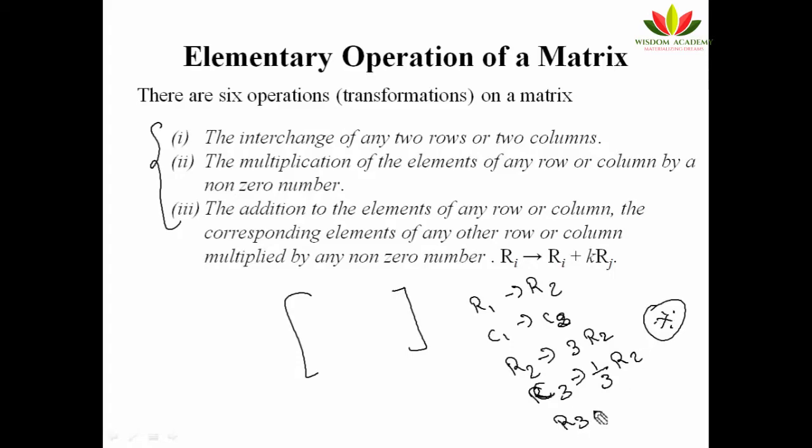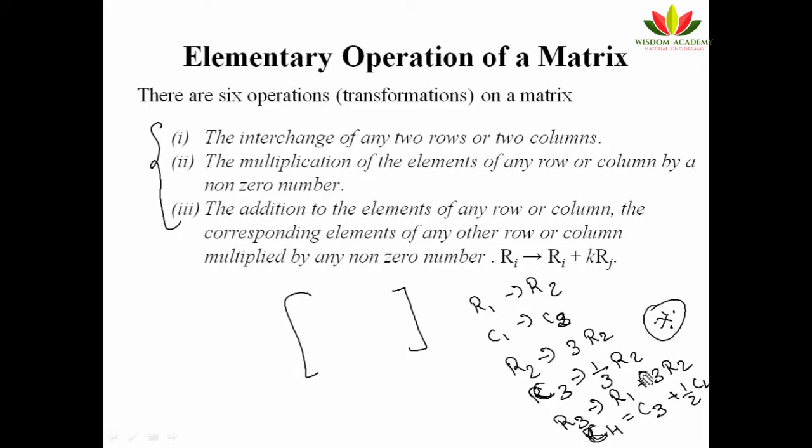This R3 can be written as R1, any row or any column with some multiplication. I can combine these two, like this. There is nothing wrong in this. And similarly I can do this for columns also.